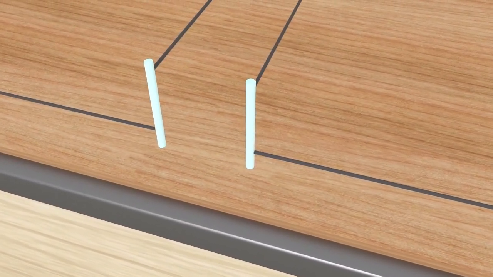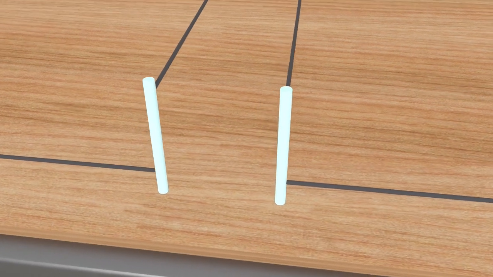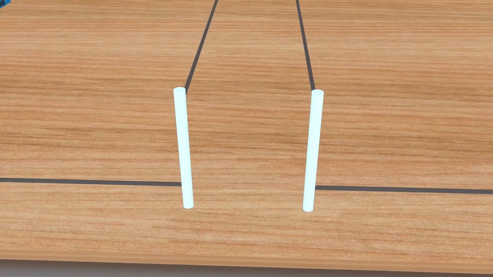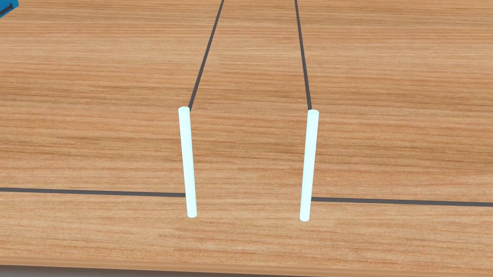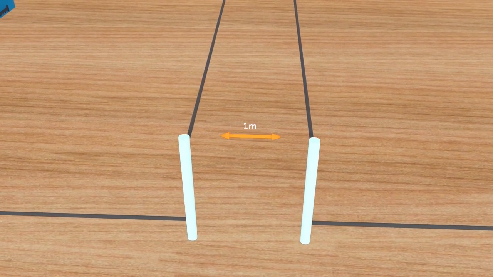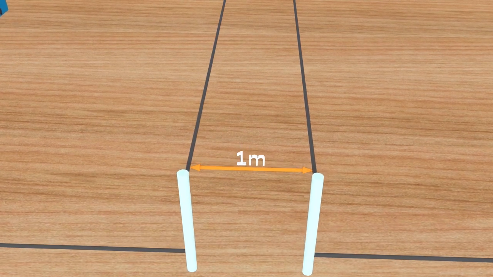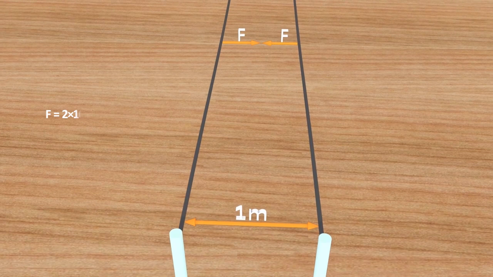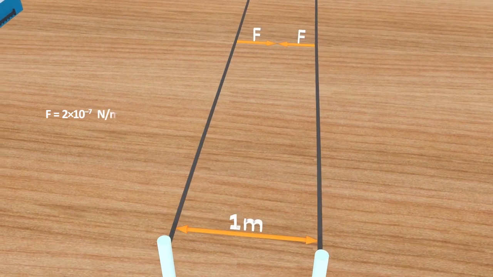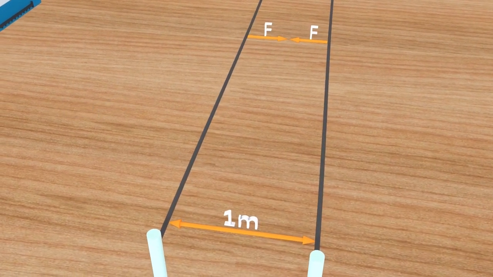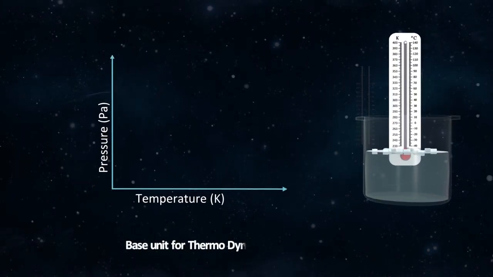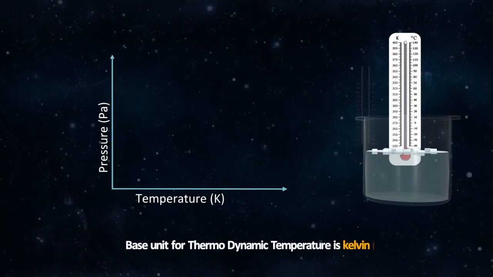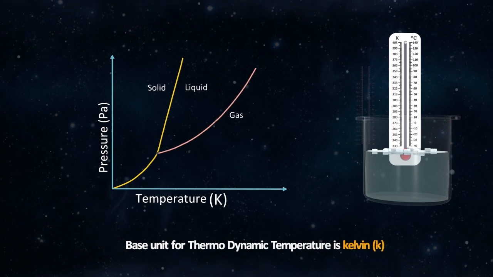The ampere is that constant current which, if maintained in 2 straight parallel conductors of infinite length of negligible circular cross-section, and placed 1 meter apart in a vacuum would produce between these two conductors a force equal to 2 into 10⁻⁷ Newton per meter of length. Base unit for thermodynamic temperature is Kelvin, represented with the symbol K.